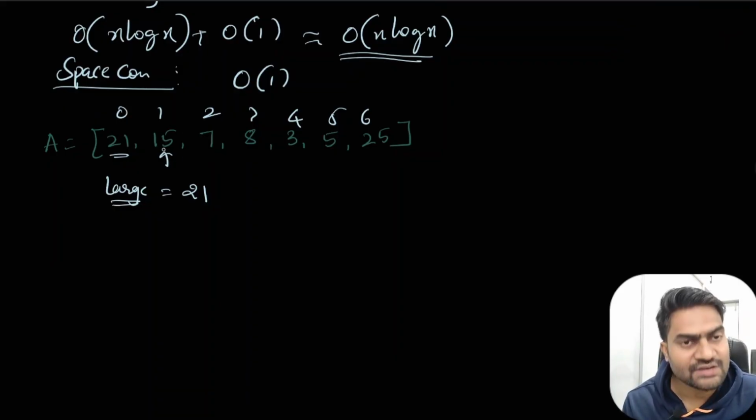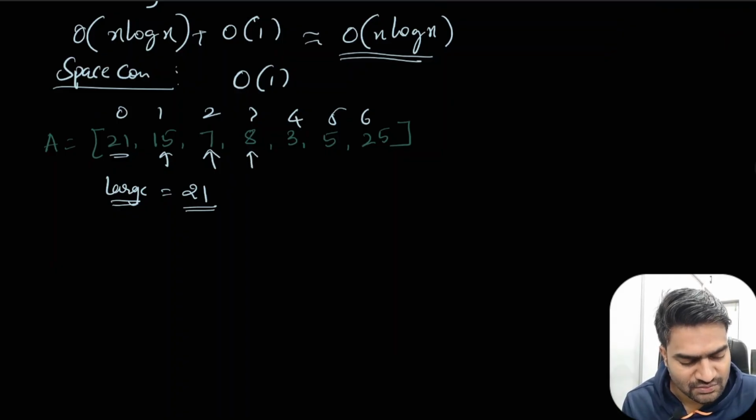I will check whether 15 is greater than this particular value. Is it so? No. So let it be. Then again I will move to the next number. Is 7 greater than 21? No. I'll move to the next number. Is 8 greater than 21? No. I'll move to the next number. Is 3 greater than 21? No, that is not the case. I'll move to the next number. Is 5? No. Is 25 greater than 21?